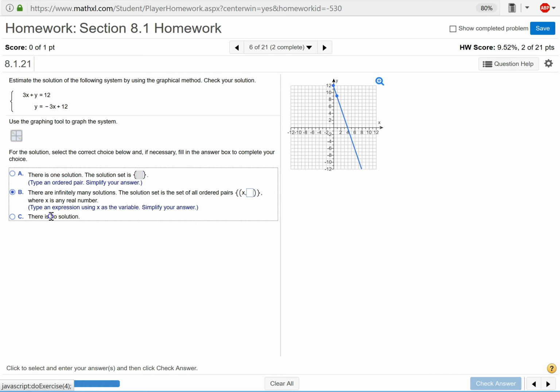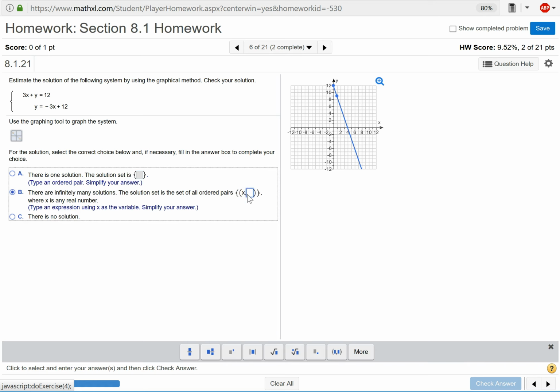No solution again would be if there were parallel lines. They don't ever cross. They don't ever be the answer. Okay, so this one here. Then they actually want to say, what's the expression for the answer? So if you plug in an x, remember with coordinates, it's always x comma y. So they want to know the relationship.